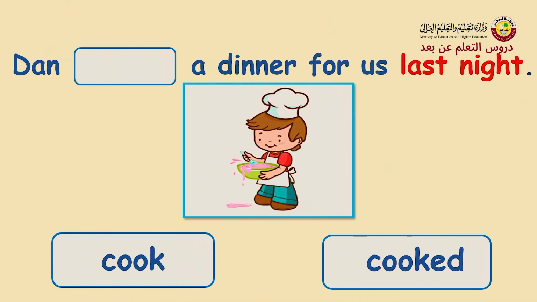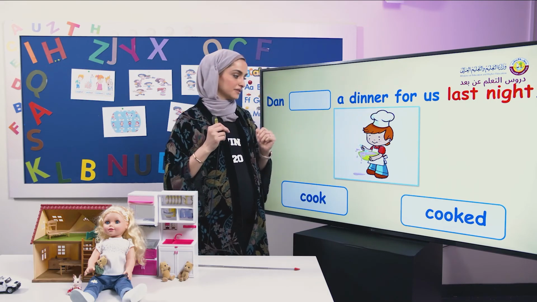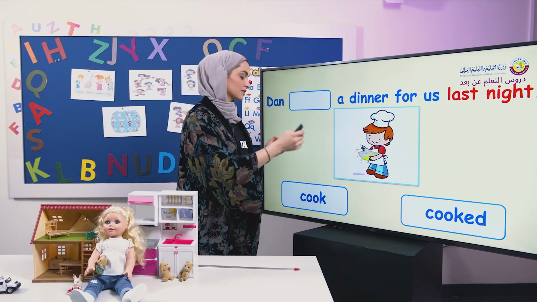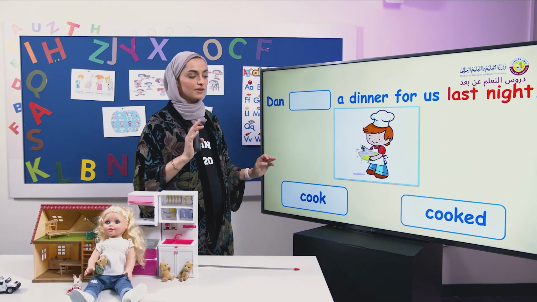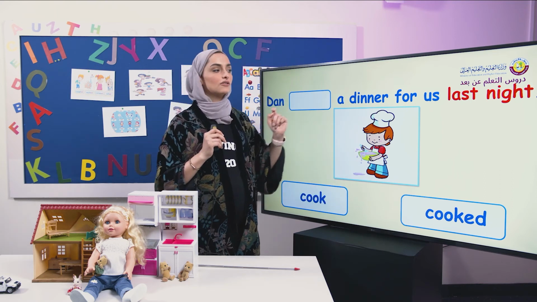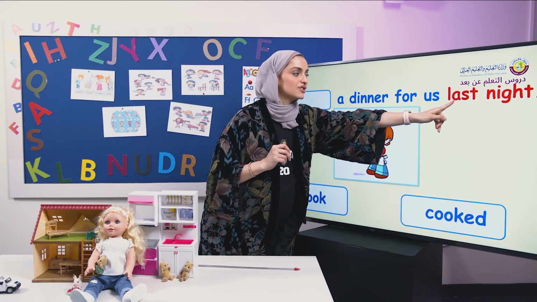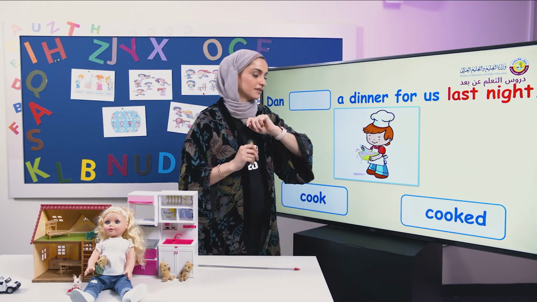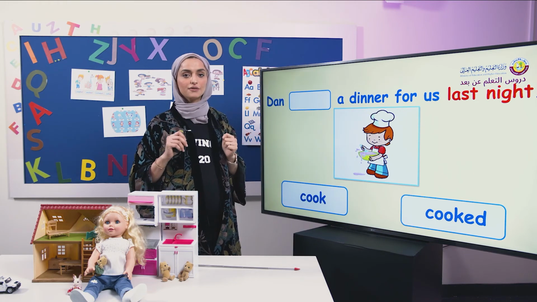Here is our last sentence. Dan a dinner for us last night. So what are the verbs? We have cook, the main verb, and we have cooked with ed. Let's have a look at our keyword, which is last night. So which one are you going to use?